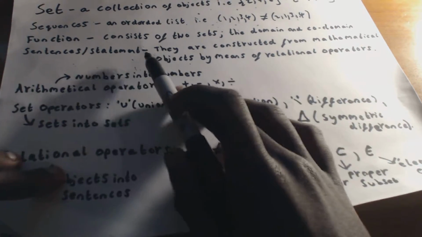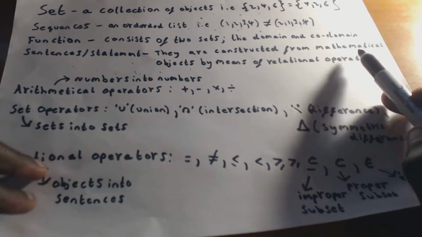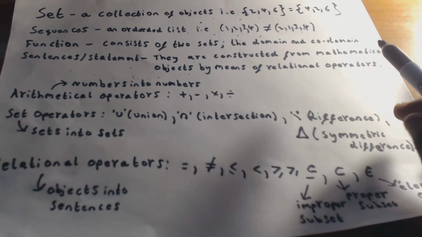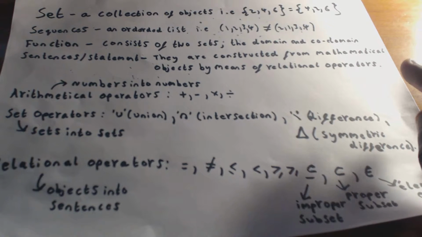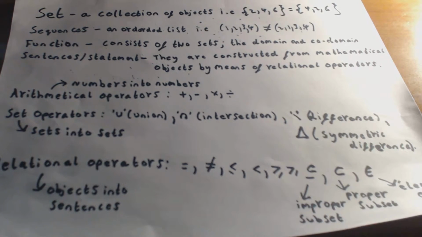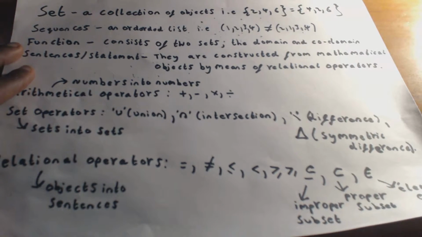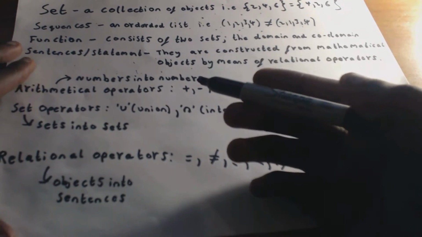We have sentences or statements. They are constructed from mathematical objects by means of relational operators. This isn't necessarily the mathematical definition of a sentence, but it is what they do. This isn't the formal definition, or at least as far as I'm aware, he hasn't defined this as the formal definition.